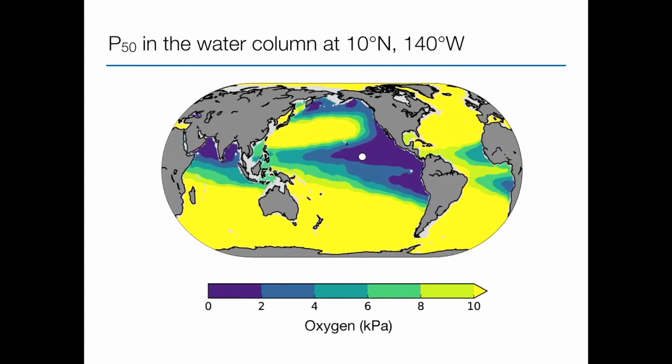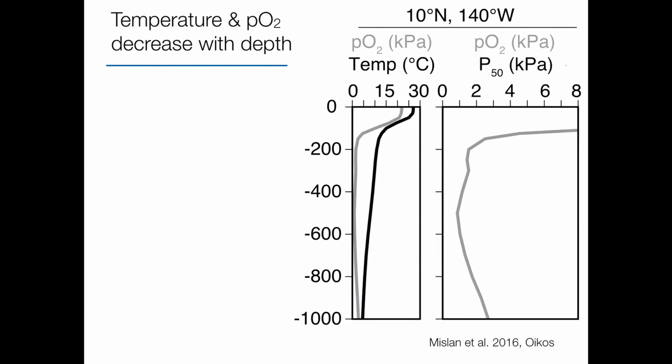So what does this mean for an animal that's living in the ocean? Looking at this one spot, in the central tropical Pacific, this is looking in the water column, so this is depth. Oxygen and temperature are both decreasing rapidly between the surface and deeper depths. And this panel over here is just a zoomed in version of this panel.